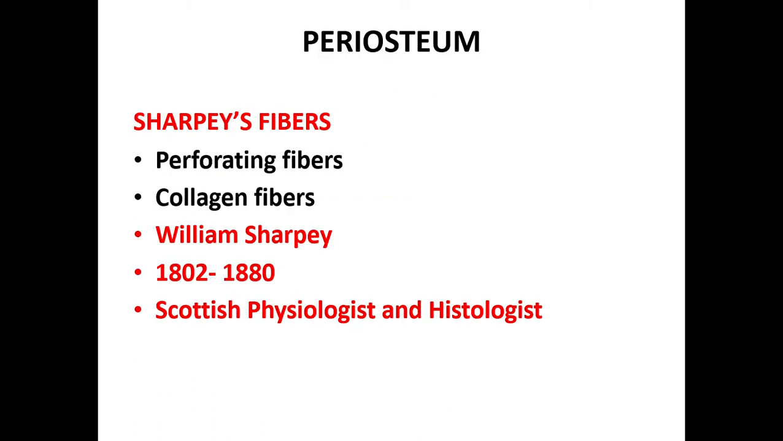The periosteum contains collagen fibers, and these collagen fibers have been identified to be type 1 or type 2 collagen fibers, and the name of these fibers is credited to William Sharpey, a Scottish physiologist and histologist. And since these Sharpey's fibers traverse the periosteum going to the endosteum, they are also referred to as perforating fibers.